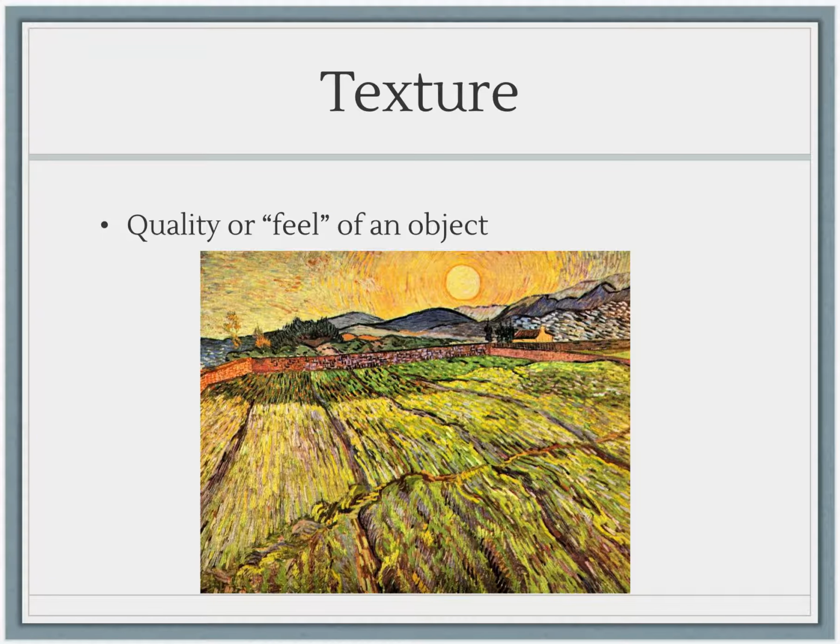Then we have texture, and this is the quality or feel of an object. So what does it look like it would feel like? Here we have this kind of rough, almost hatched texture in this field and in the sky, so it's rough. It's not necessarily smooth.